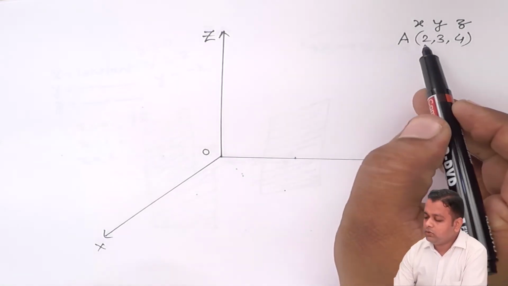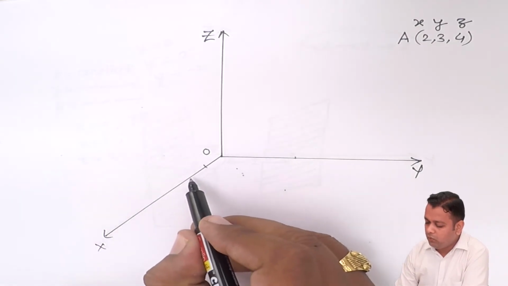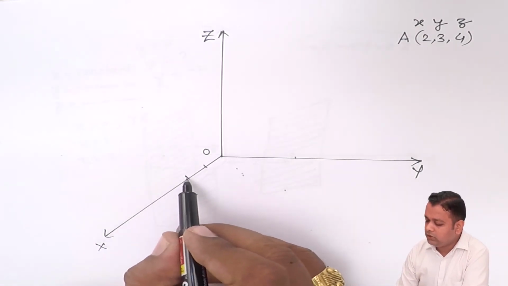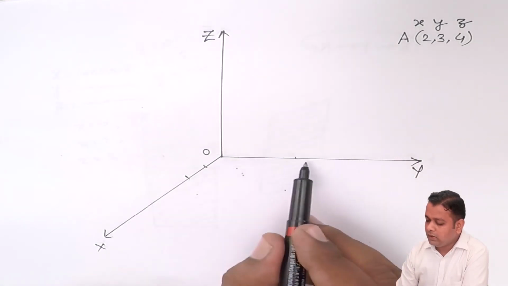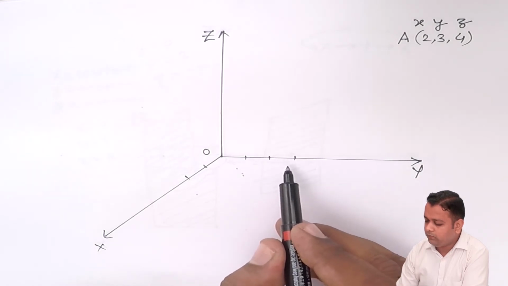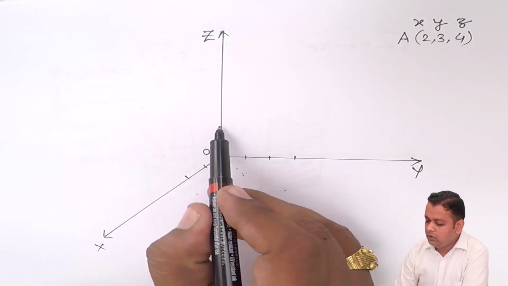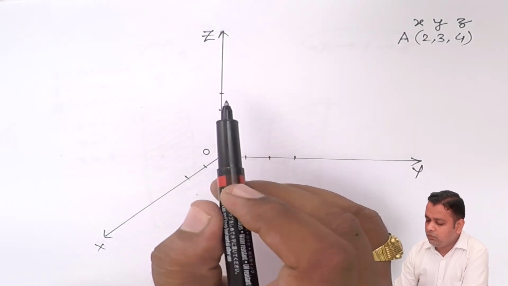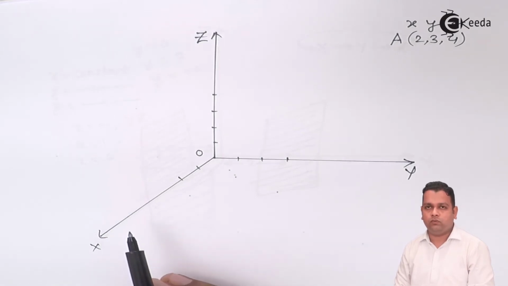Now x is equal to 2. So first of all on the x-axis I will mark 1, 2. So this is x is equal to 2. y is equal to 3. So on the y-axis I have to mark 1, 2 and 3 units. z is equal to 4. I have to mark 1, 2, 3 and 4 units. So here we have marked x is equal to 2, y is equal to 3 and z is equal to 4.